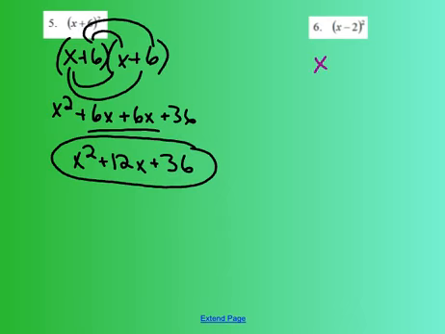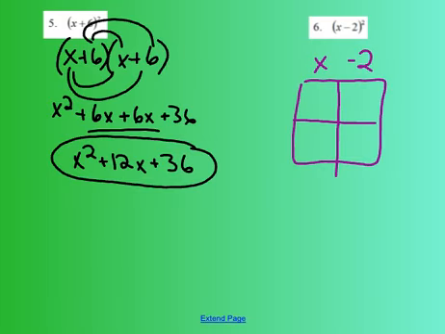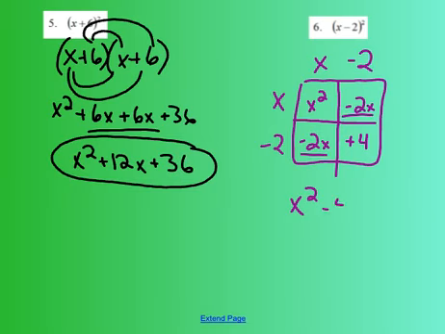So I have x minus 2. Well, what's the other factor going to be? It's going to be x minus 2, right? I know it's twice. So I have x squared minus 2x minus 2x, positive 4. I told you these are going to be combined. So it's x squared minus 4x plus 4.